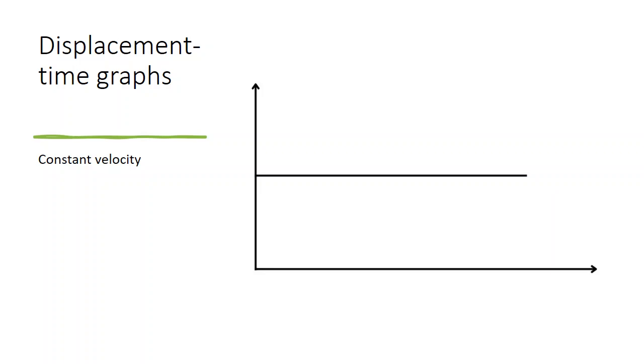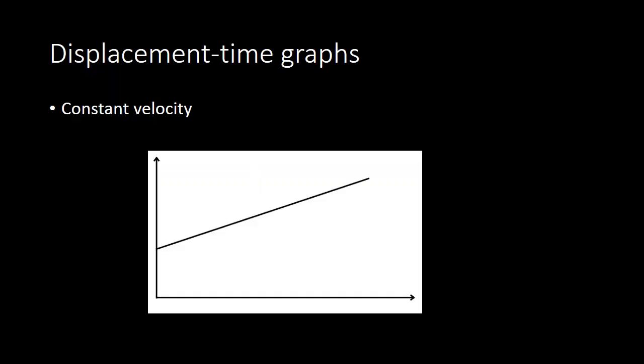The other case when we get a straight line in a distance time graph is when the velocity is constant. Then we get a graph where the distance changes linearly over time. Both of these are examples of uniform motion. For a body to be in uniform motion, it should either be at rest or moving with a constant speed. In other words, the acceleration should be 0. We get straight lines on a displacement time graph whenever the acceleration is 0.